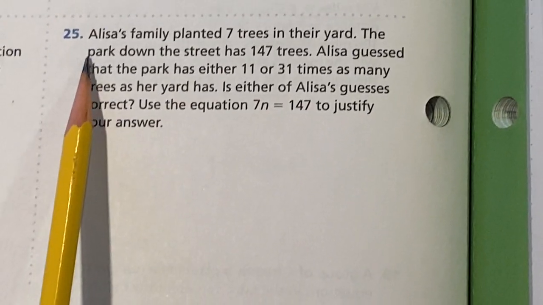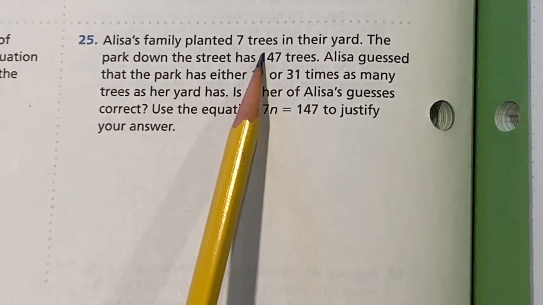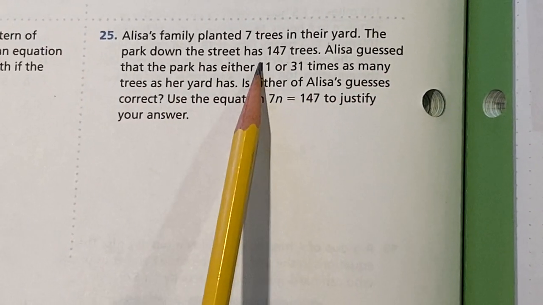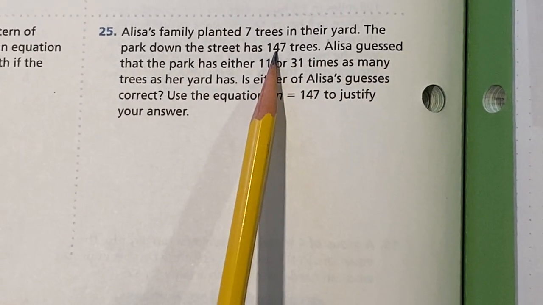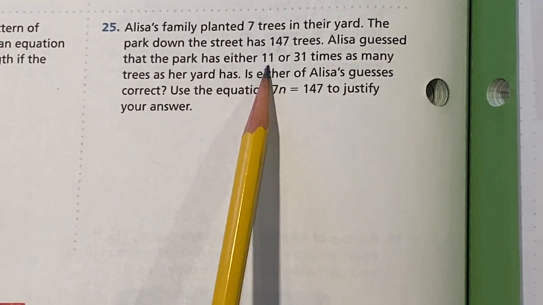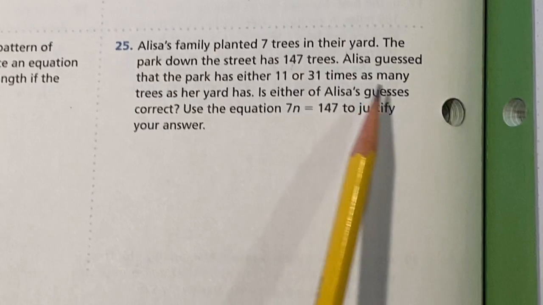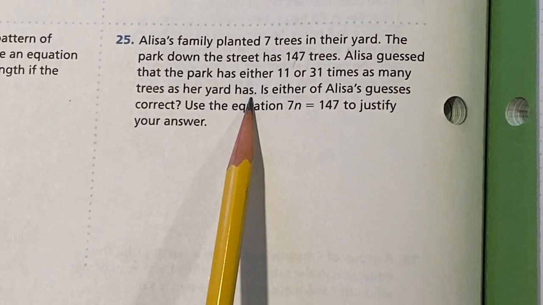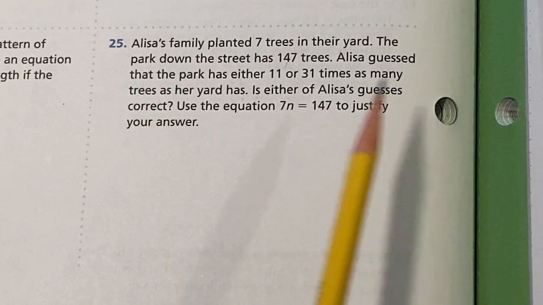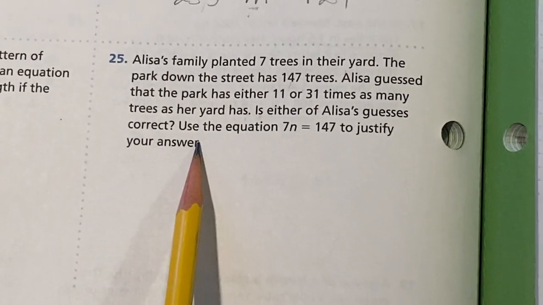In number 25, Elisa's family planted 7 trees in their yard. The park down the street has 147 trees. Elisa guessed that the park has either 11 or 31 times as many trees as her yard has. That's really, really random, Elisa. But anyway, is either of Elisa's guesses correct?